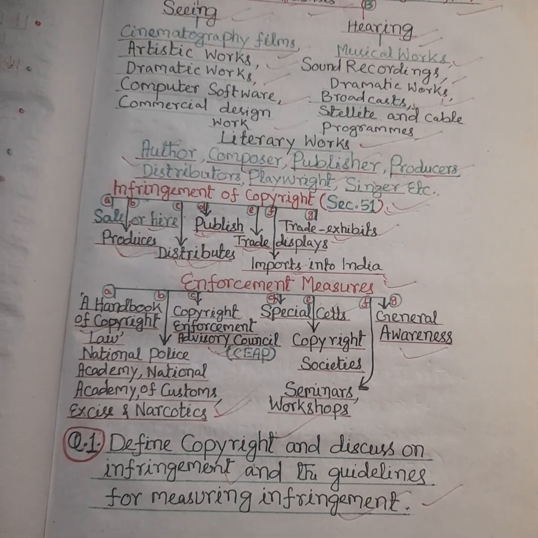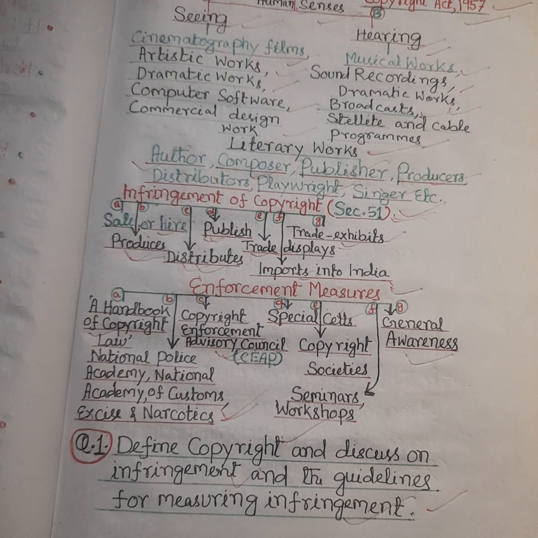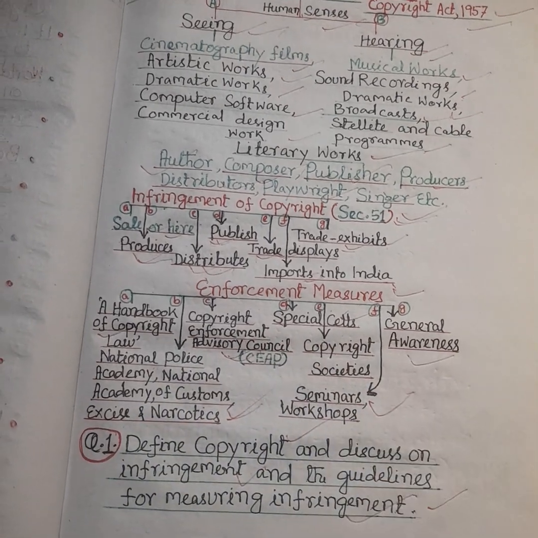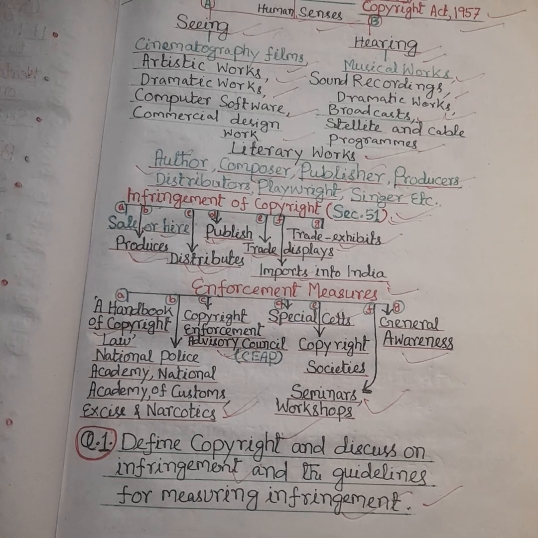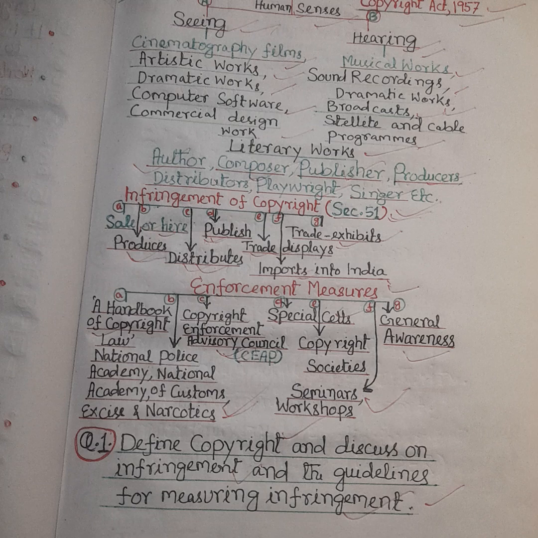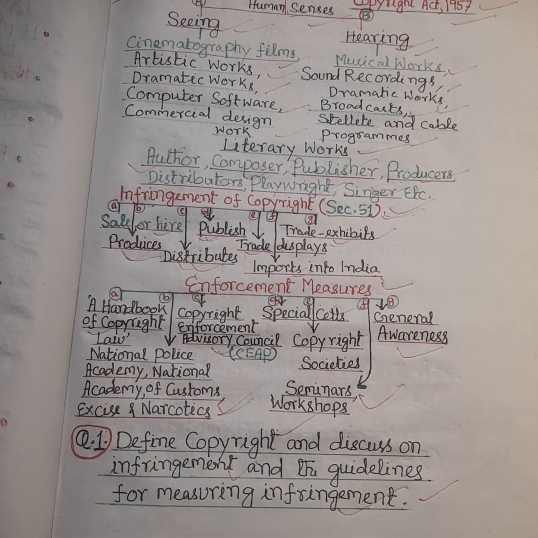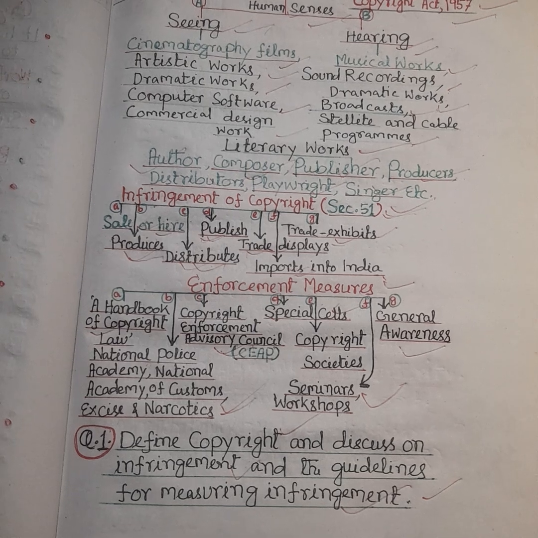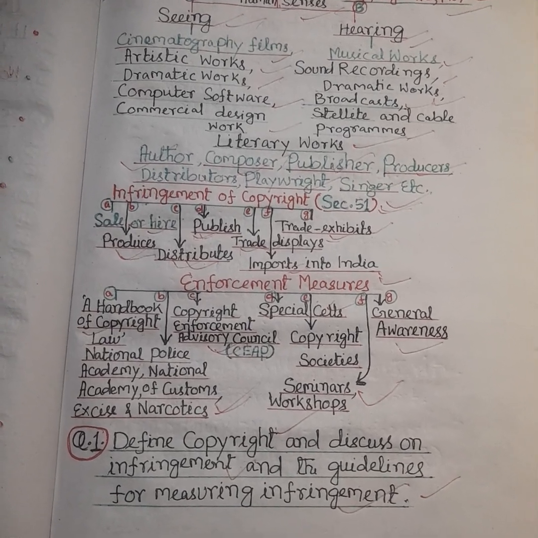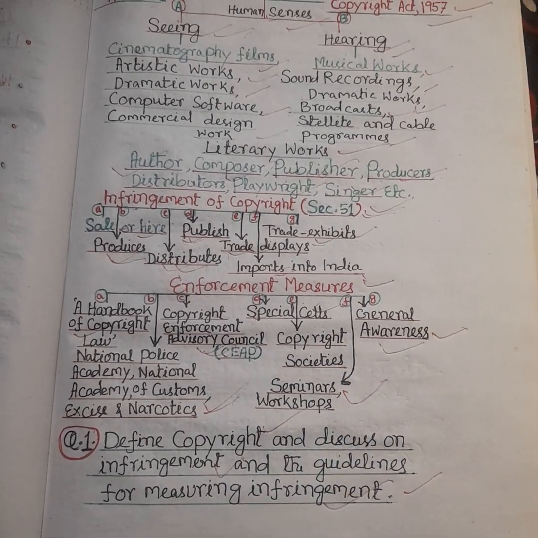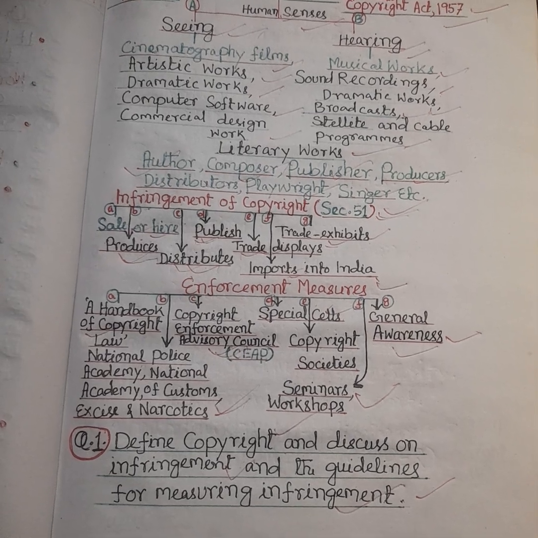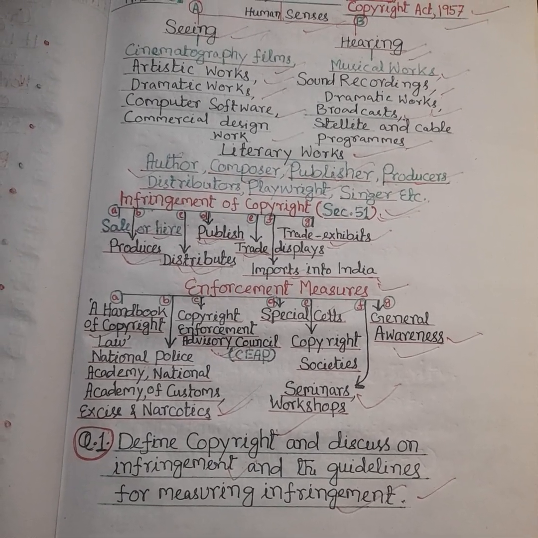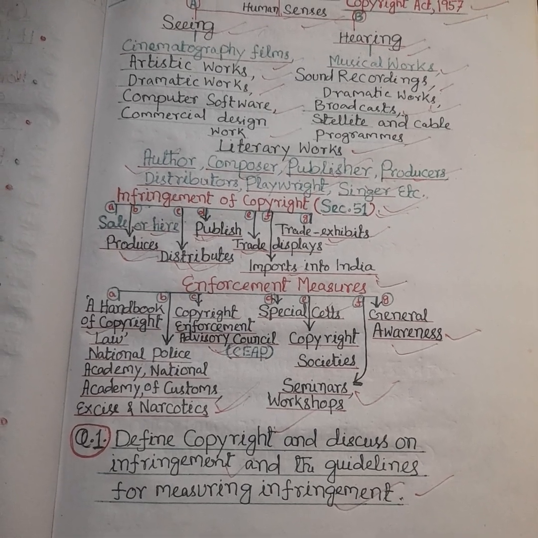And the next enforcement measure is that the government also initiates a number of seminars and workshops on copyright issues. The participants in these seminars include enforcement personnel like the police as well as representatives of industry organizations. And the last most important enforcement measure is creation of general awareness. Several other measures create general awareness about copyright and encourage the study of intellectual property rights in the educational systems.